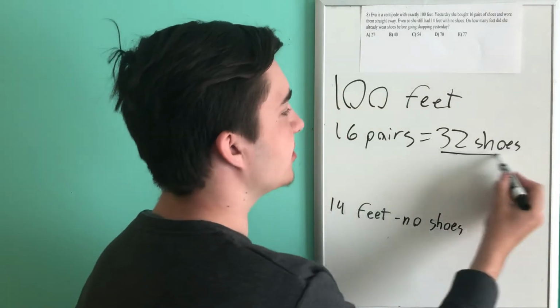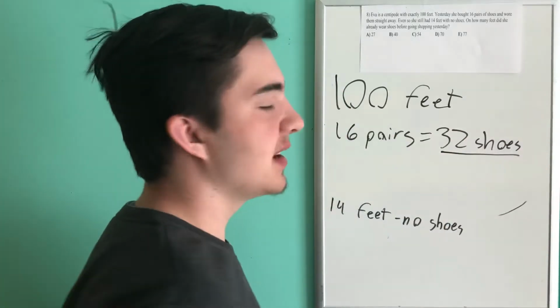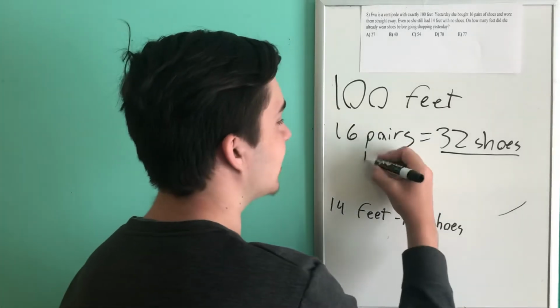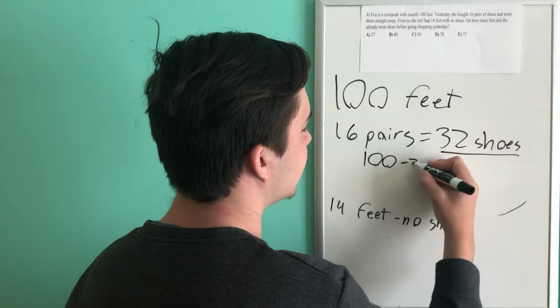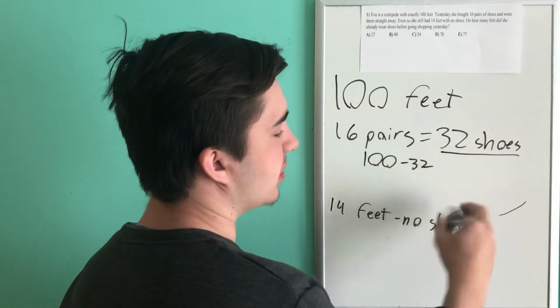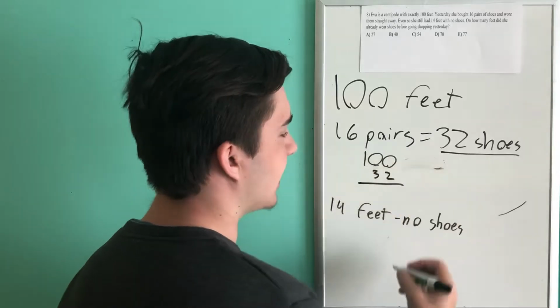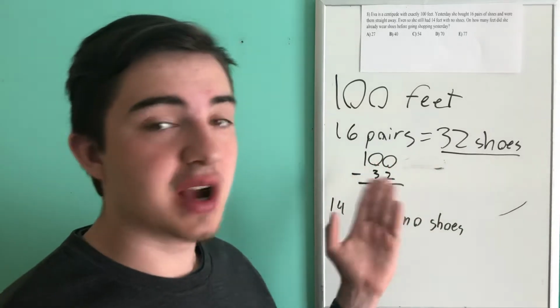So she buys 32 shoes, right? So if she's 100 feet, how many feet will not have shoes if she has 32, right? So we subtract. So we go 100 minus 32. But we could rewrite that to make it like this. And now I'll show you how to do subtraction this way.